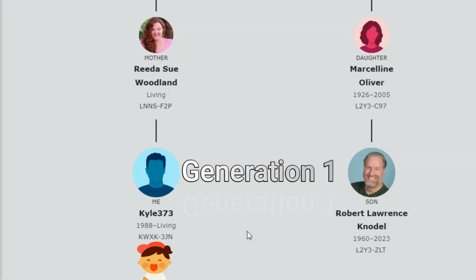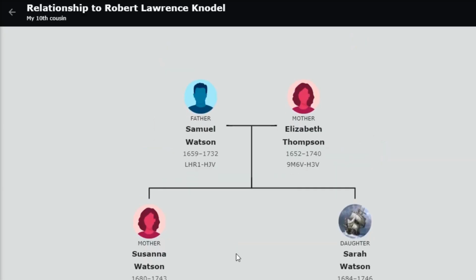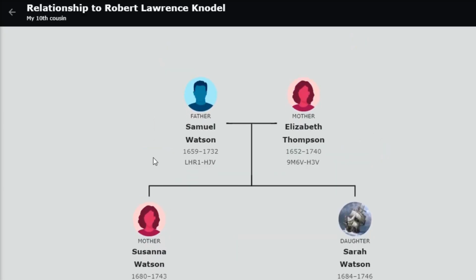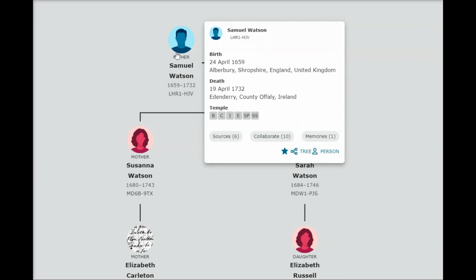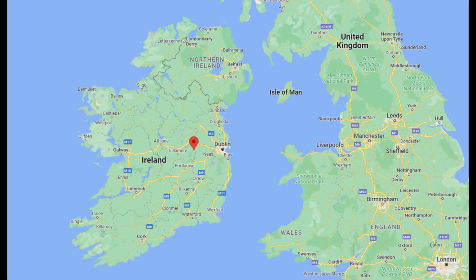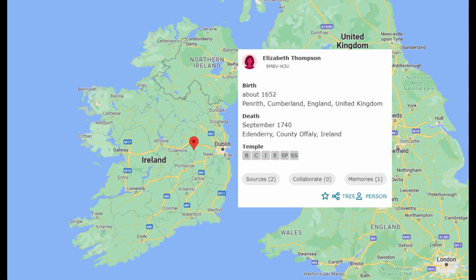I don't really like the term removed because it sounds like you're kicking someone out of the family with each generation, but that's not what it means. Anyway, going back to our nearest common ancestors, Samuel Watson and Elizabeth Thompson. Check this out. Samuel Watson died in Ireland in 1732. Here's that spot on the map, and it looks like his wife died in the same location.